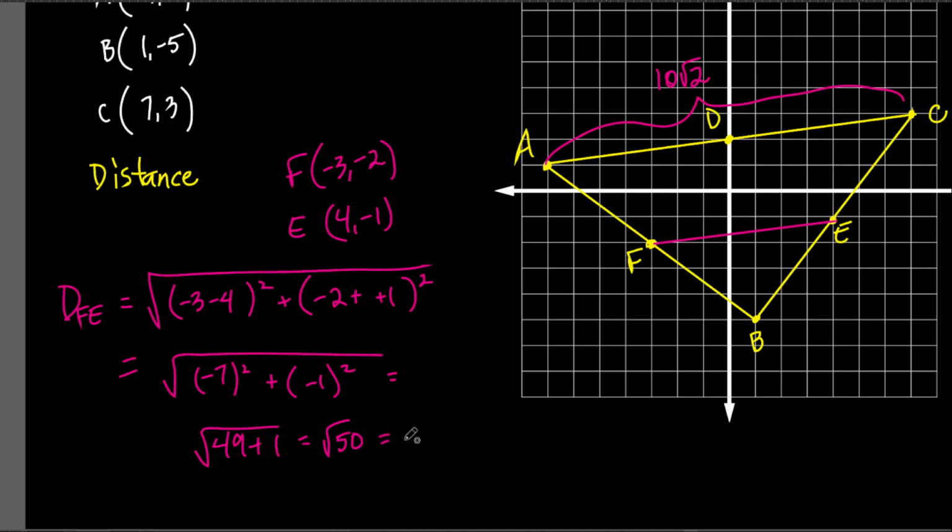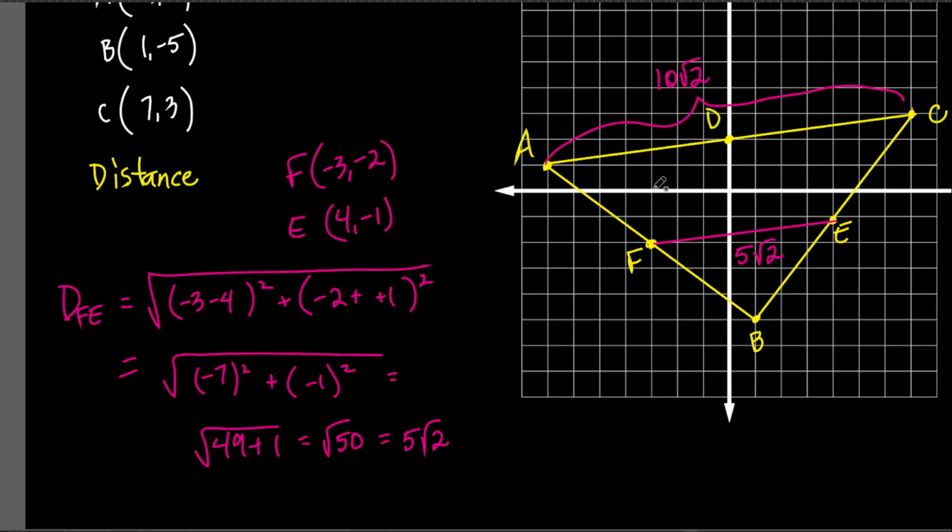What's the square root of 25? 5. And then what? The square root of 2. So watch this. This is 5 square root of 2, which is, now, all that to show you this: would you agree that the mid-segment is half of the third side? Is it? Is 5 square root of 2 half of 10 square root of 2?